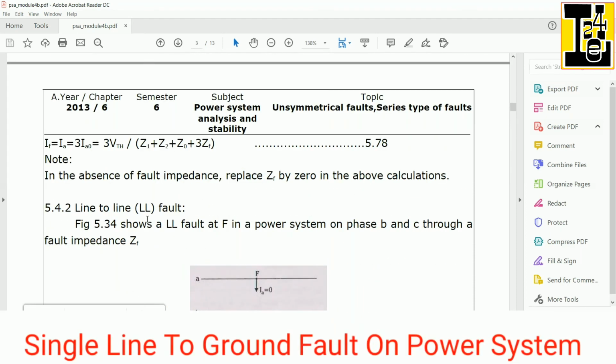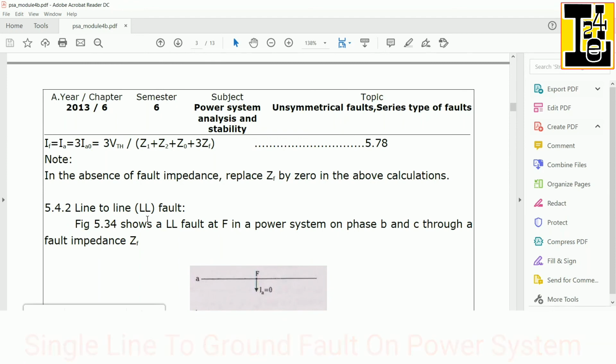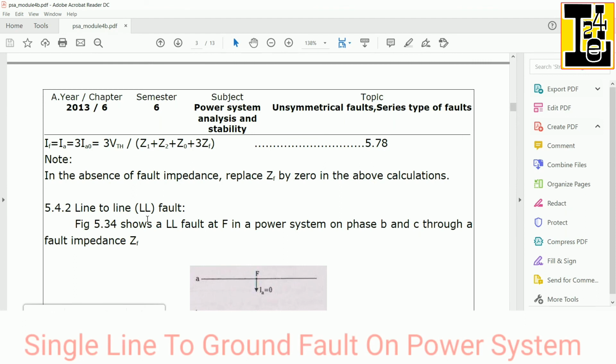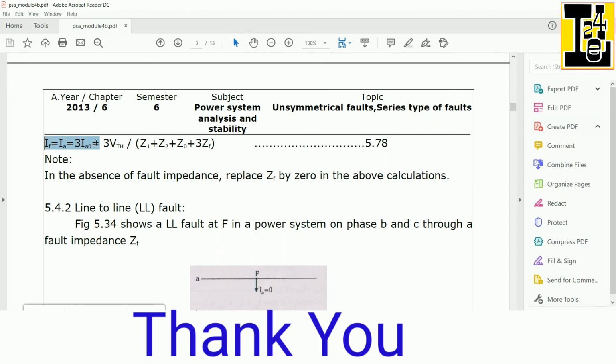In the absence of fault impedance, the fault impedance can be replaced by 0 in the above equations. If the fault impedance is not appearing, we simply need to put ZF is equals to 0. So hence in LG fault IF is equals to 3 IA naught.